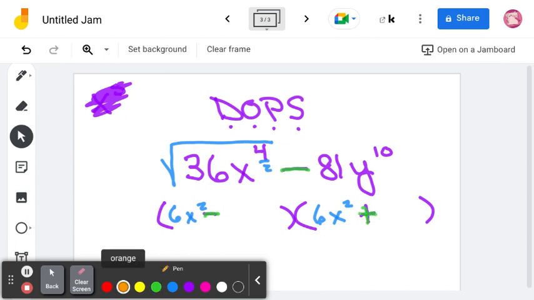Okay, so the square root of 81y to the 10: the square root of 81 is 9. The square root of y to the 10 is y to the 5.